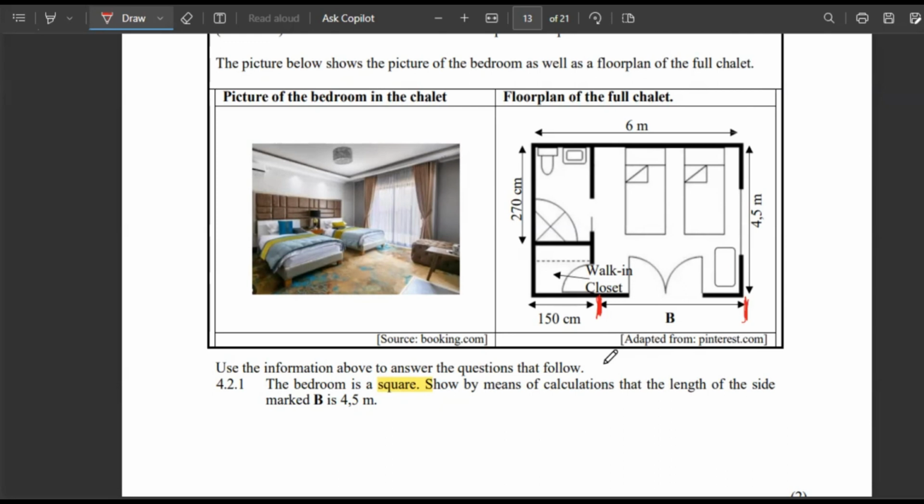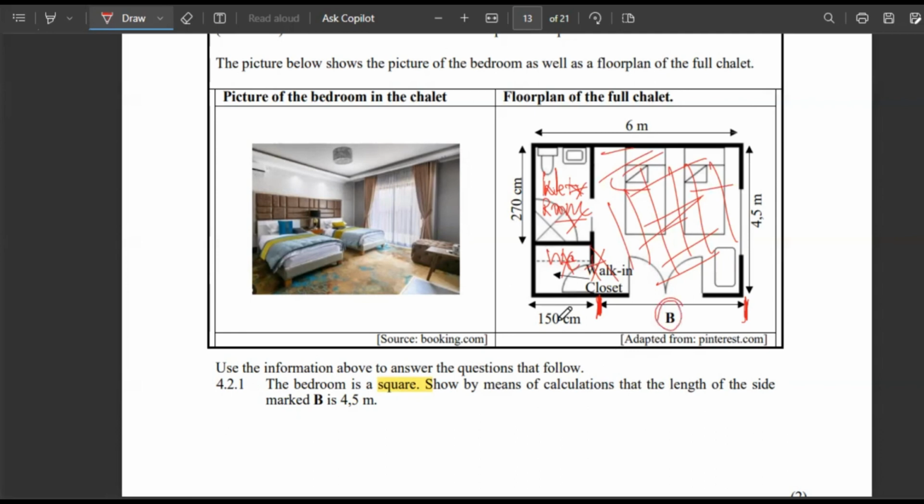Okay, what you're going to do is here. Now, they said the bedroom here. This is the bedroom. Leave alone this other, it is a note. This is a wet room. And this is a WC, walk-in closet. So the bedroom we are looking at is a square. Anyway, the value of B is this one that we are looking at.